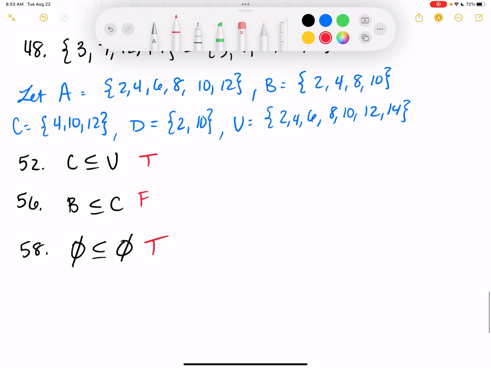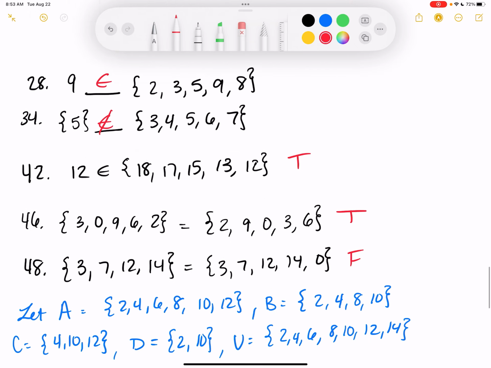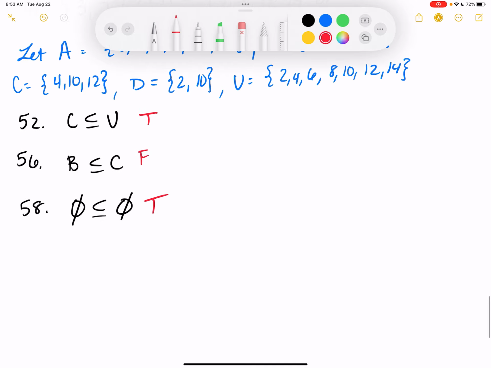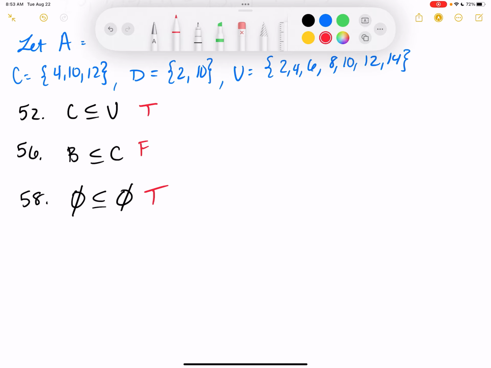So now the next problems are fill in the blank problems like 28 and 34 were. But now we're doing it for subset. So it'll be this symbol or it'll be this symbol with a line through it, meaning that it's not a subset of.